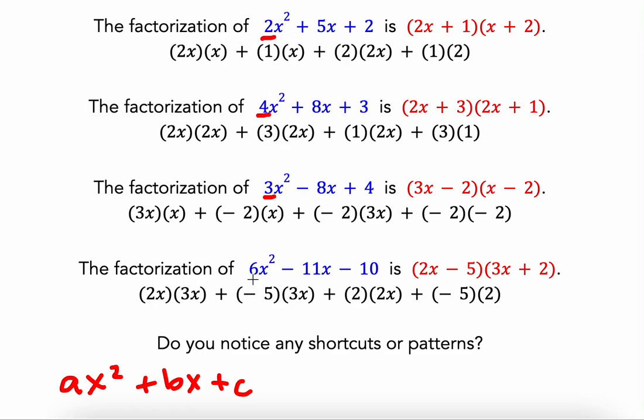Normally we just had a normal x squared, so our factored forms, our binomials, just had x plus something or x minus something. Now when we factor these quadratic expressions in this format, you notice that at least one of the binomials, sometimes both, will have the first term with a coefficient in the front that's other than 1. It's not just x by itself. So go ahead and pause the video and see if you can find any shortcuts or patterns.